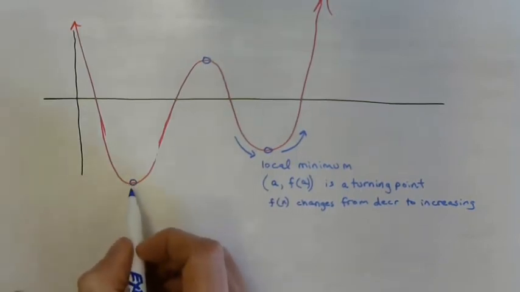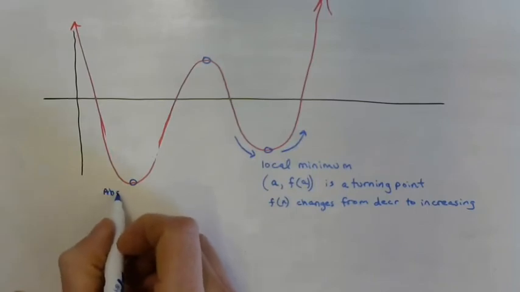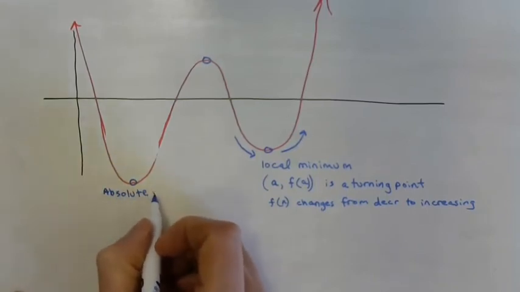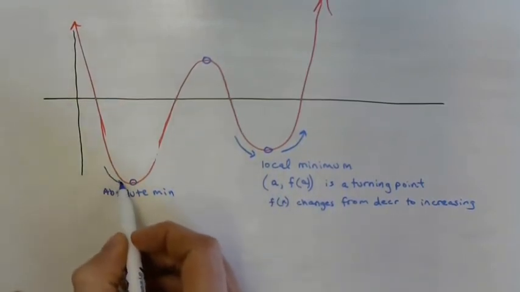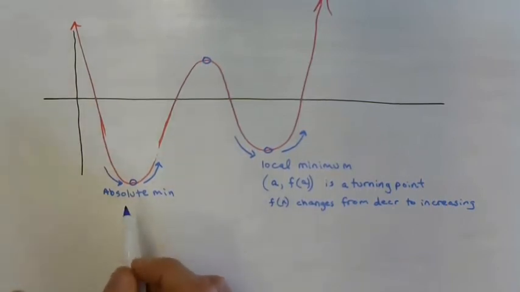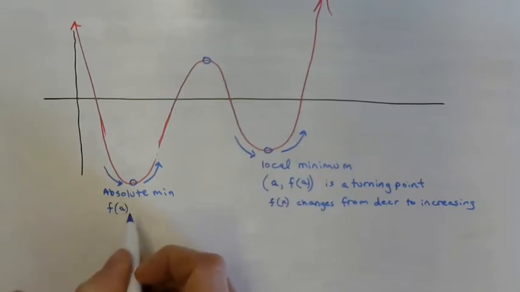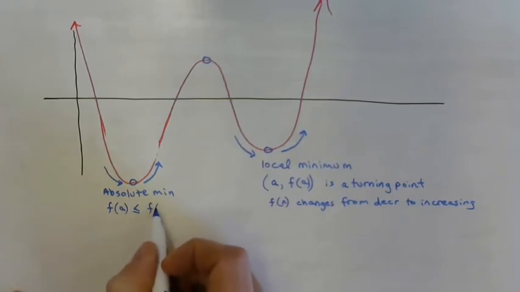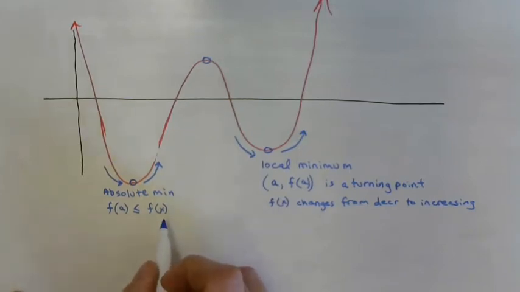How is that different from this guy over here? Well, this isn't a local min. This is an absolute min. It's similar to a local min in that from the left, the function is decreasing, and then it's a turning point to where it is increasing. But what's unique about this point is that the value of the function here is less than or equal to the value of the function for all values of x in the domain, essentially for the rest of the function.